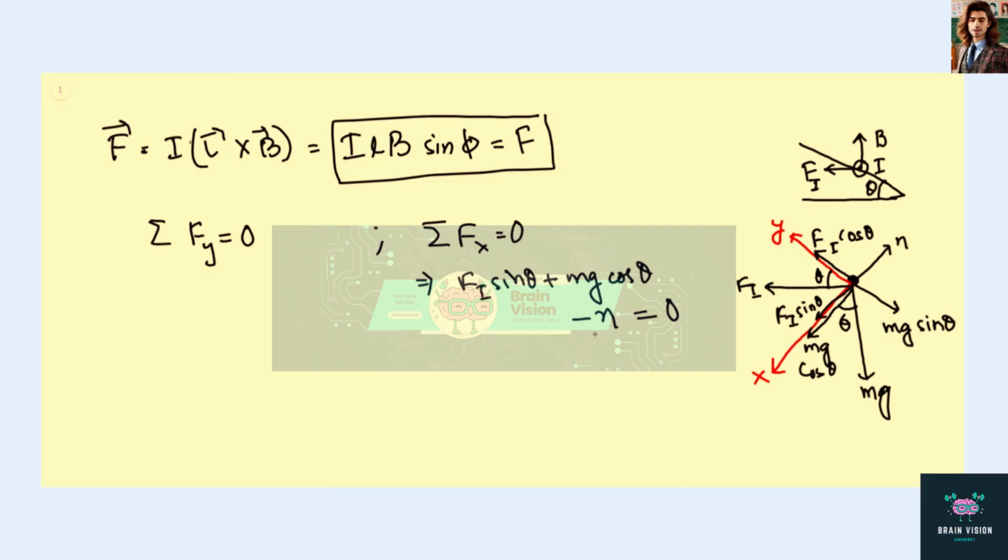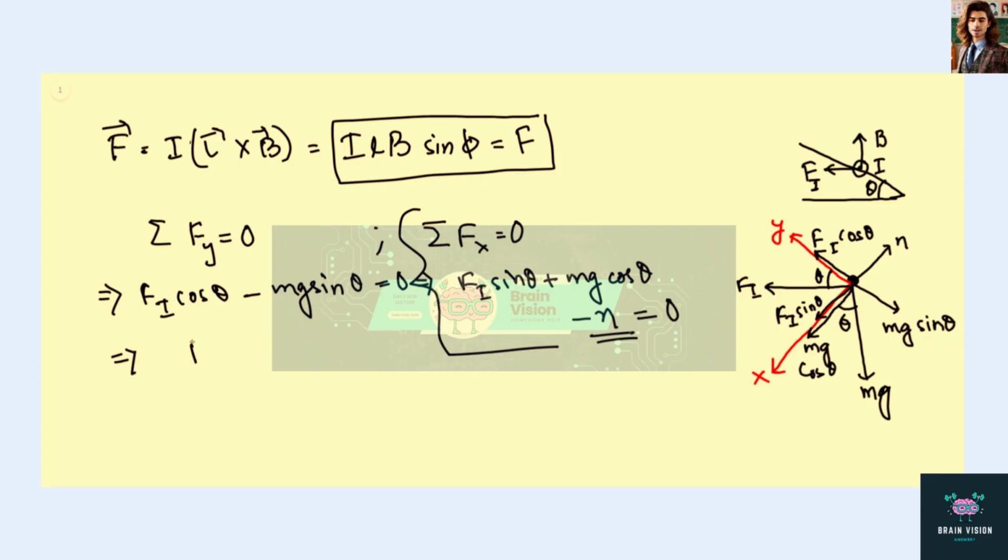But we basically don't need the normal force here, so we can just ignore doing this calculation. So we go with the net force along y direction to be 0, and this gives F cos theta, which is in positive y direction, minus mg sin theta. The minus sign is because mg sin theta points in the opposite direction to this force, and this should be equal to 0.